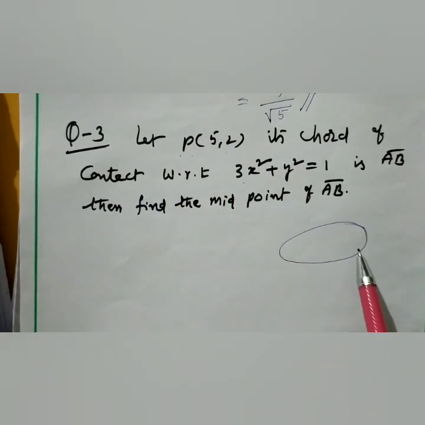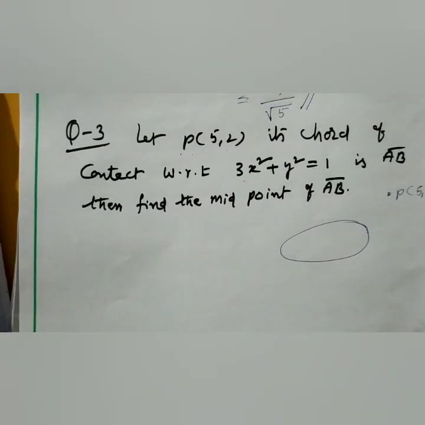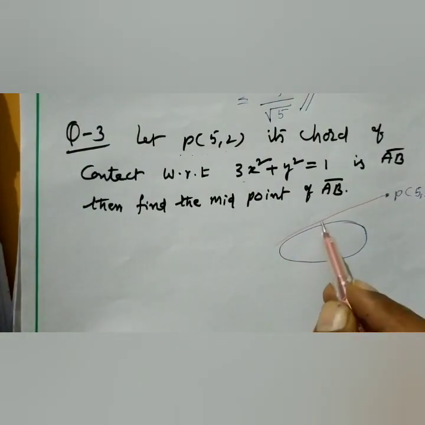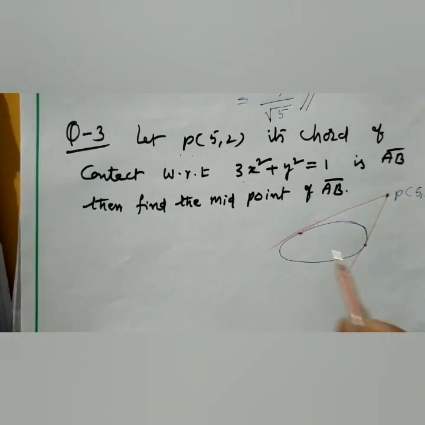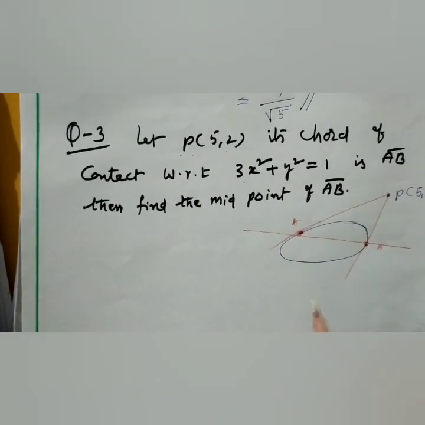Let P be (5, 2). P(5, 2) is a point. From this point, a chord of contact is drawn with respect to the conic. To draw the chord of contact, it is a tangent, and there is another tangent. The points of touch, the points of contact, are A and B. If you draw AB, that becomes the chord of contact. AB is the chord of contact.